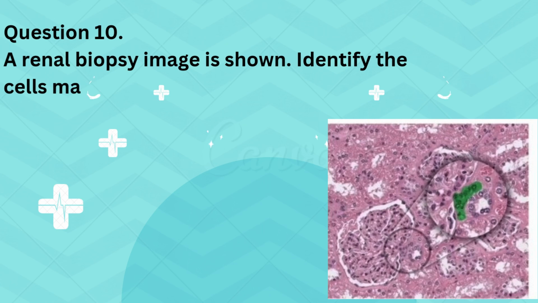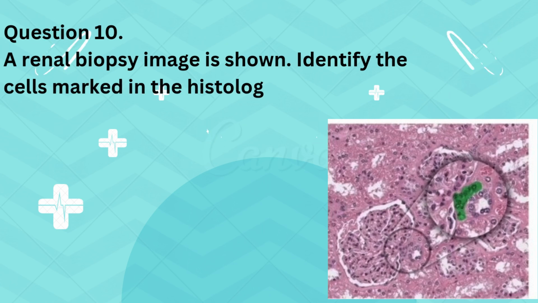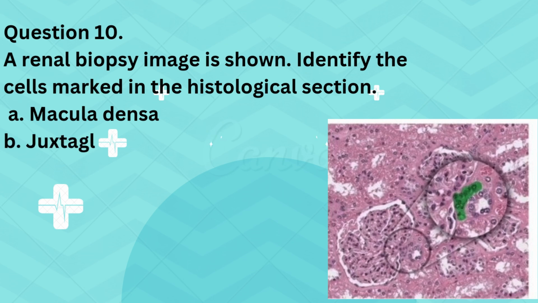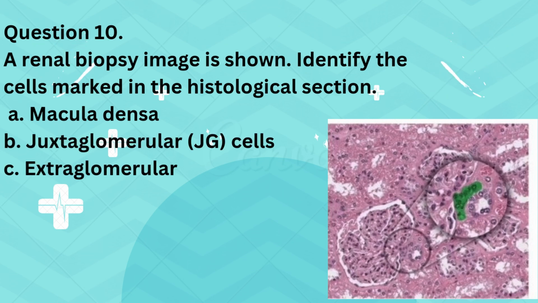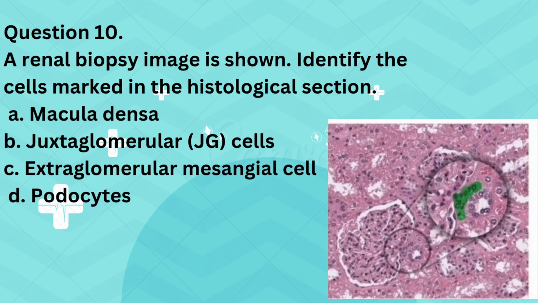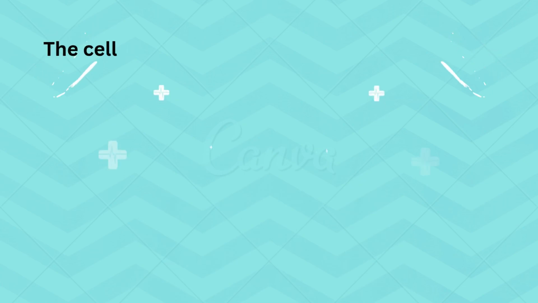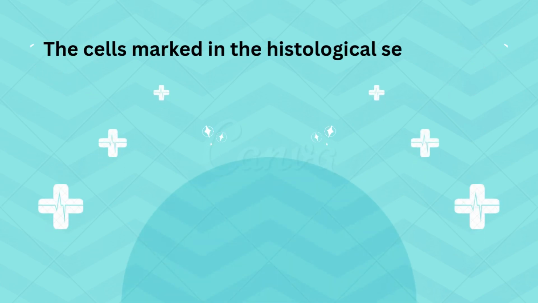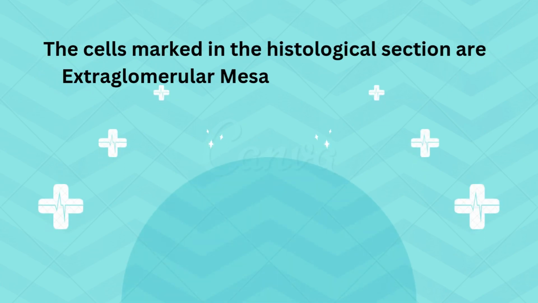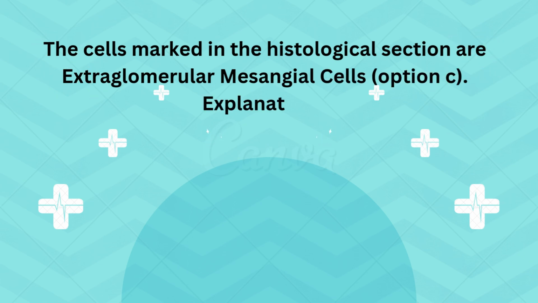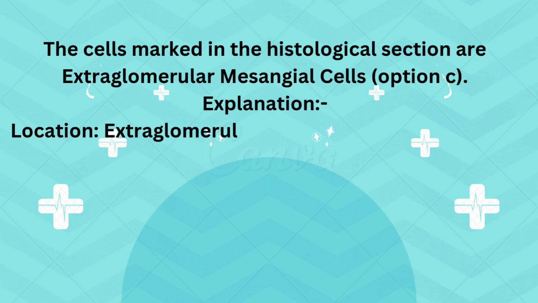Question 10. A renal biopsy image is shown. Identify the cells marked in the histological section. A. Macula densa. B. Juxtaglomerular (JG) cells. C. Extraglomerular mesangial cell. D. Podocytes. The cells marked in the histological section are extraglomerular mesangial cells, option C.